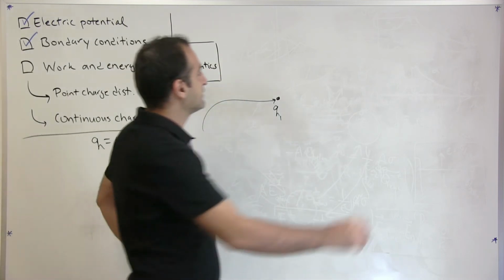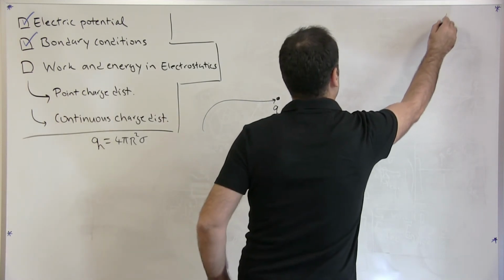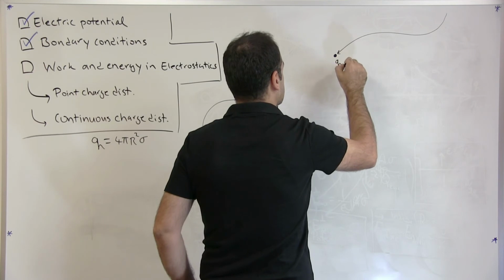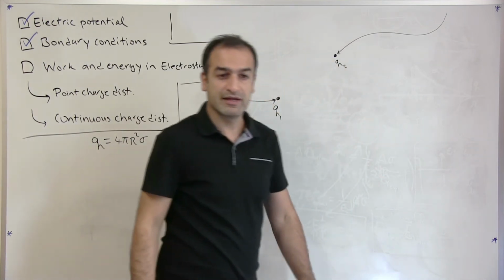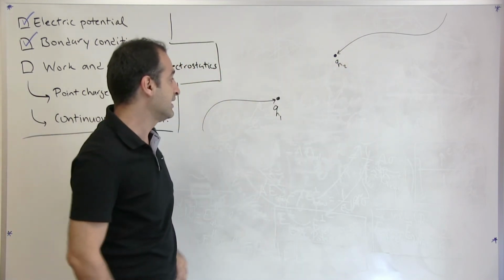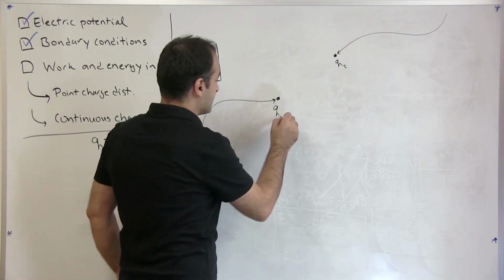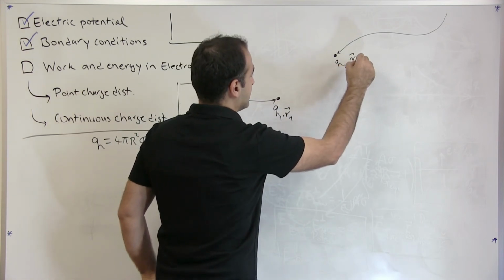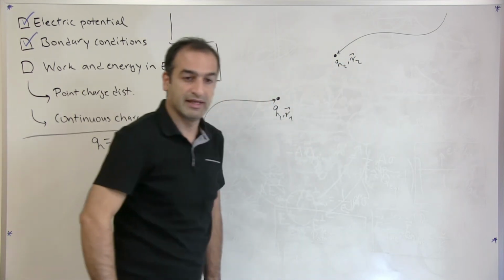The next part is bringing a second charge. Imagine I bring Q2. Again, very similar, I bring that from infinity to this point. And if Q1 is sitting at position R1, I would say Q2 is now sitting at position R2.